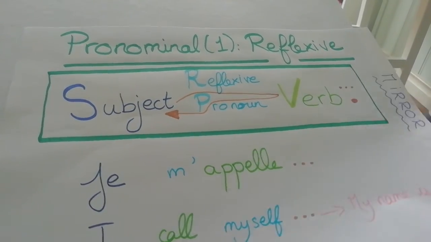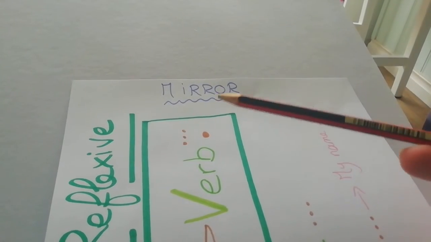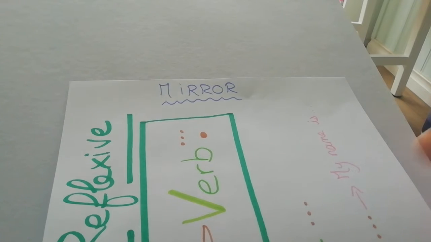What matters is for pronominal verbs, the first case scenario, reflexive, is basically where we have a mirror effect. So the action of the verb is mirrored back onto the subject. Okay?